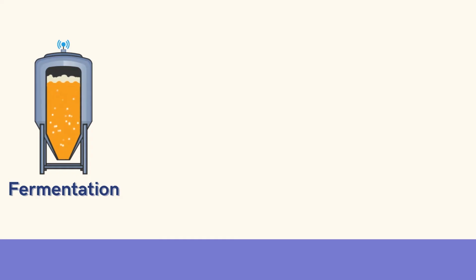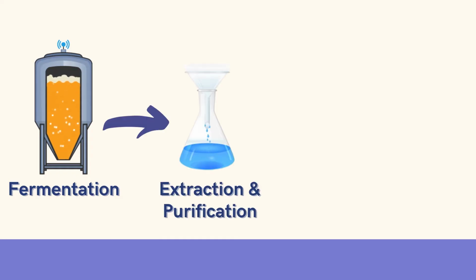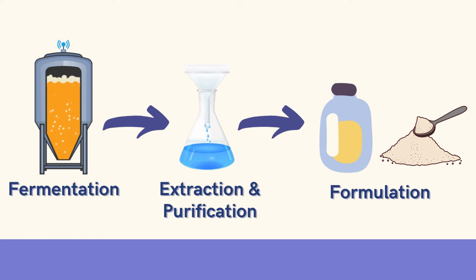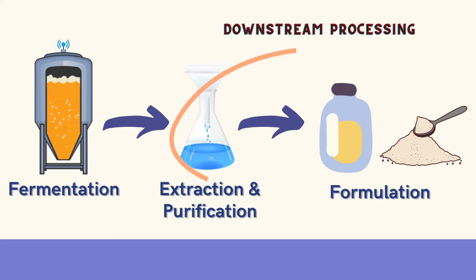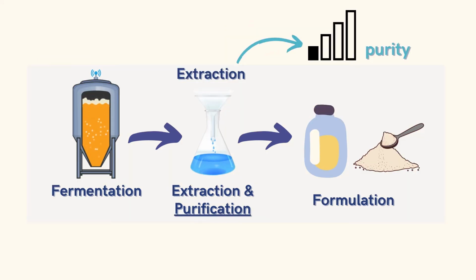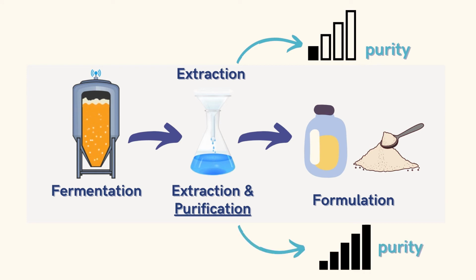Following fermentation, the next steps are extraction and purification as well as formulation. These steps are the downstream part. This part can be quite flexible. Using only extraction methods usually only produces lower purity xylanase, whereas using a combination of extraction and purification can produce xylanase with higher purity. Both of these xylanases have their own field of usage.